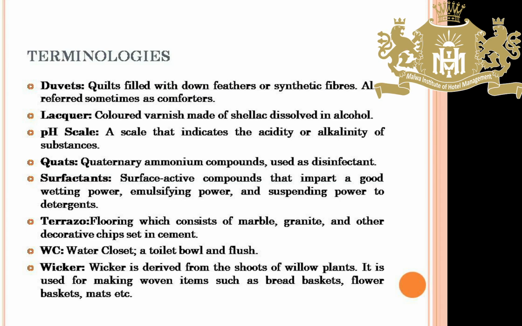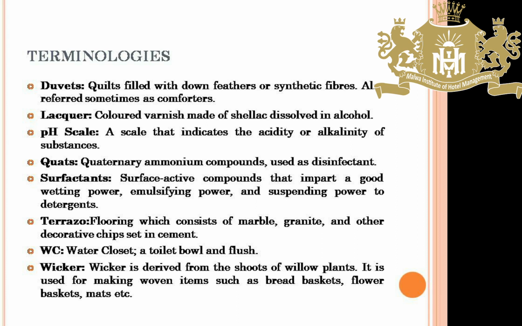Duvets: quilts filled with down feathers or synthetic fibers, also referred to sometimes as comforters. Lacquer: colored varnish made of shellac dissolved in alcohol. pH scale: a scale that indicates the acidity or alkalinity of substances. Quats: quaternary ammonium compounds, used as disinfectant. Surfactants: surface-active compounds that impart a good wetting power, emulsifying power, and suspending power to detergents.